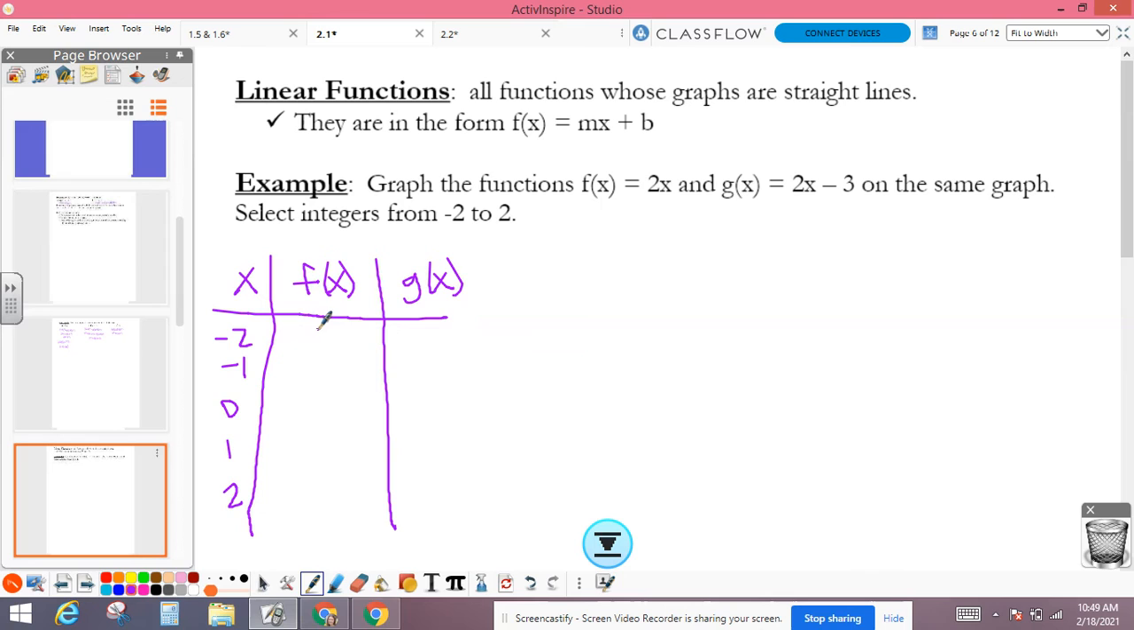All right, so if I do f of x, that's 2 times -2, so -4. And then g of x is just subtract 3 from that. So you see how this is 2x and then a -3. So it would be -7. So 2 times -1 is -2, minus 3 is -5. 2 times 0 is 0, minus 3 is -3. 2 times 1 is 2, minus 3 is -1. 2 times 2 is 4, minus 3 is +1. So then it says graph those on the same coordinate plane.